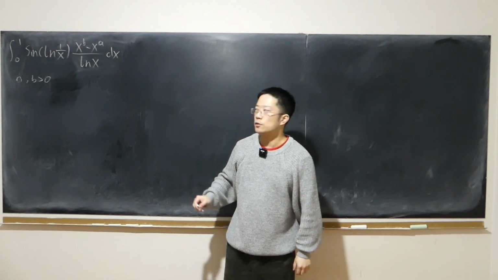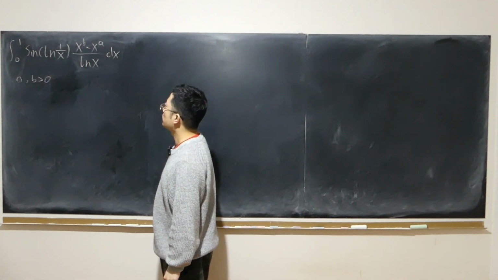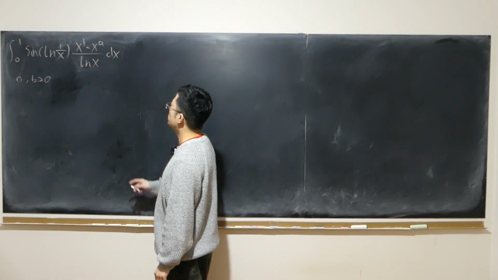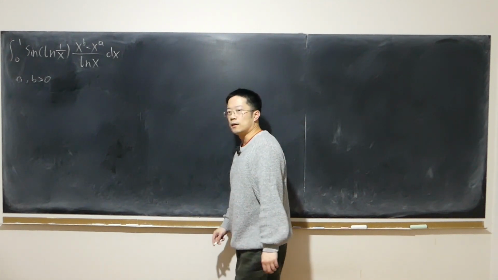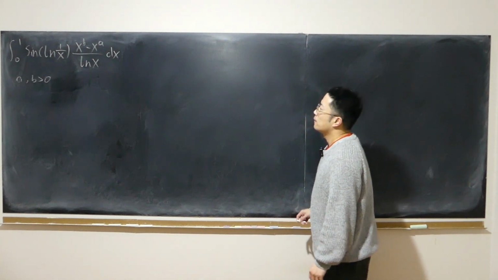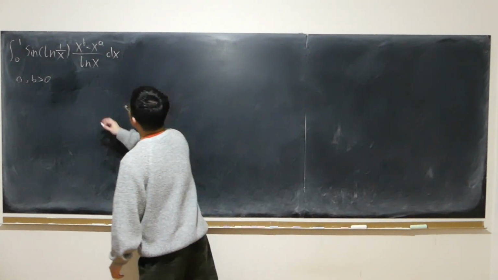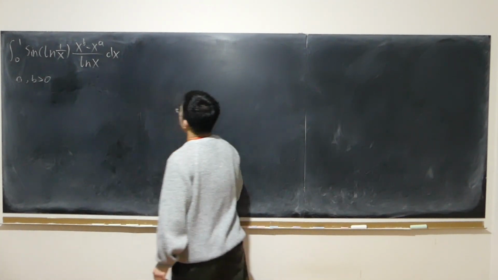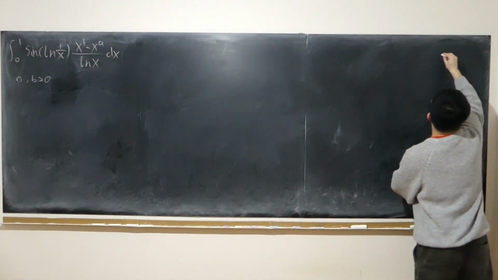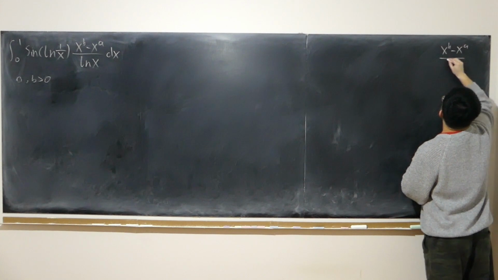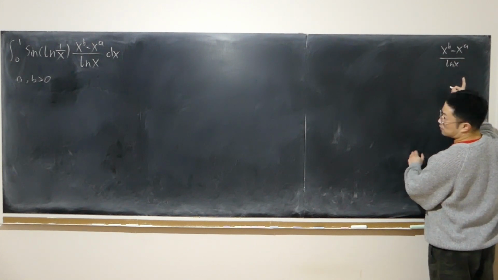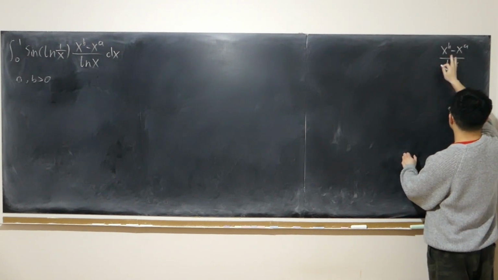Let's have a look at this integral from 0 to 1 of sine of log of 1 over x times (x^b minus x^a) over log x dx. A and b are both positive. So I'm looking at just this part. That looks to me like a definite integral if I just treat x as a constant.